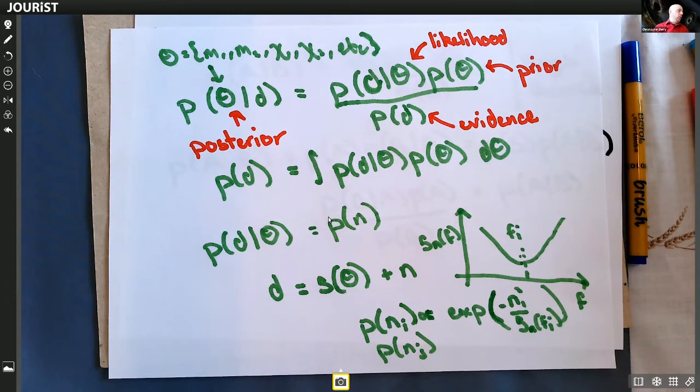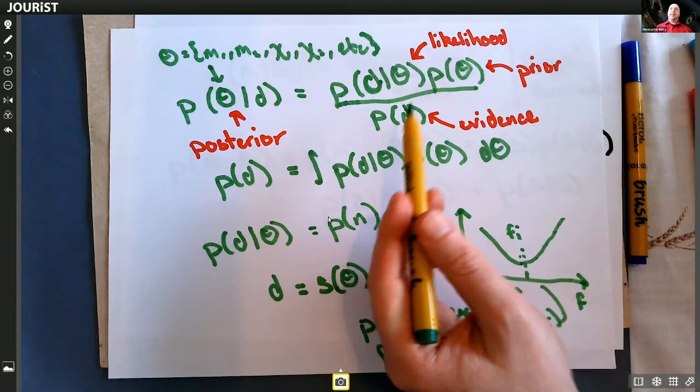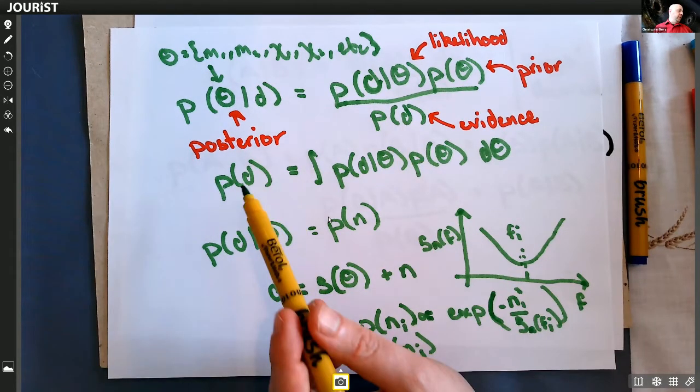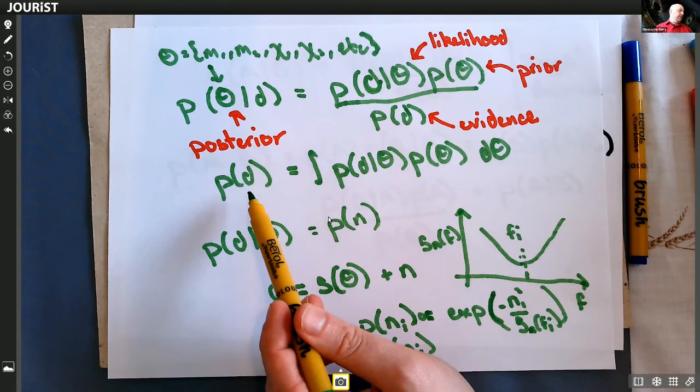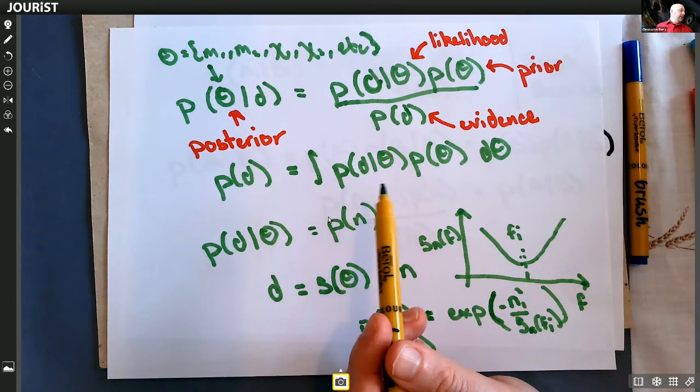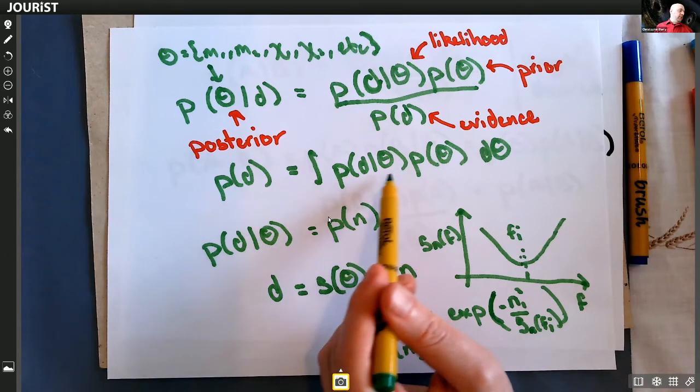Okay, what does P of D denote? So this is the evidence term. This is the probability of getting this particular realization of the data. So we can understand this a bit more by this integral here. So let's look at what each one of these terms means.